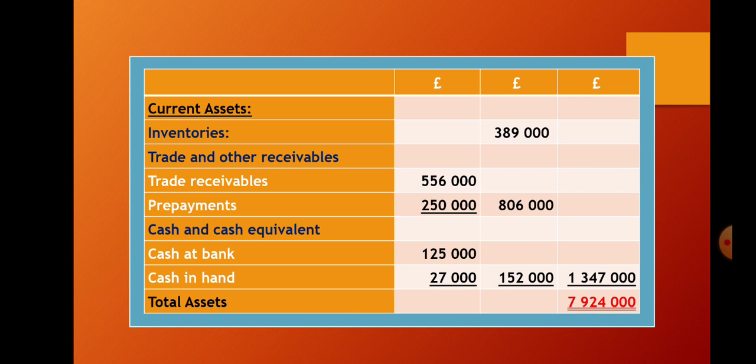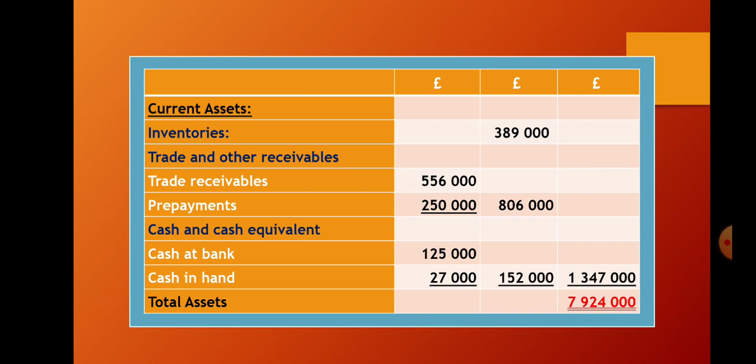Then among trade and other receivables, we have trade receivables 556,000 and prepayments, which is the marketing cost, 250,000. The next heading is cash and cash equivalent. Under that we have again cash at bank and also cash in hand. So total of those things will be 152,000. So we have got the total of three headings, that is 389,000, 806,000 and 152,000.